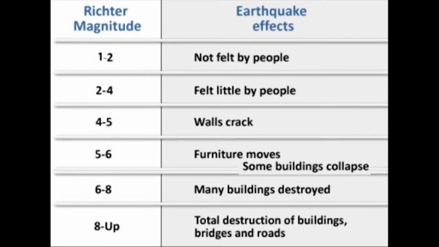5 to 6 Richter: the buildings shake strongly. Some works are cracked. 6 to 8 Richter: very strong. It will destroy most of the constructions and create large cracks and subsidence on the ground. 8 to 9 Richter: extremely strong. It damages everything in a city or town and very large cracks appear. Greater than 9 Richter: they rarely occur. Greater than 10 Richter: they are extremely rare.